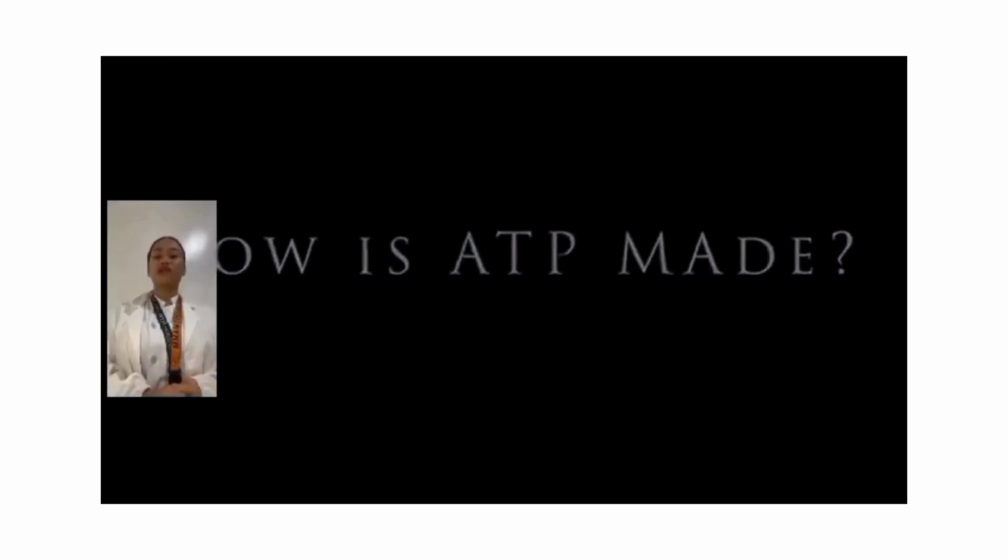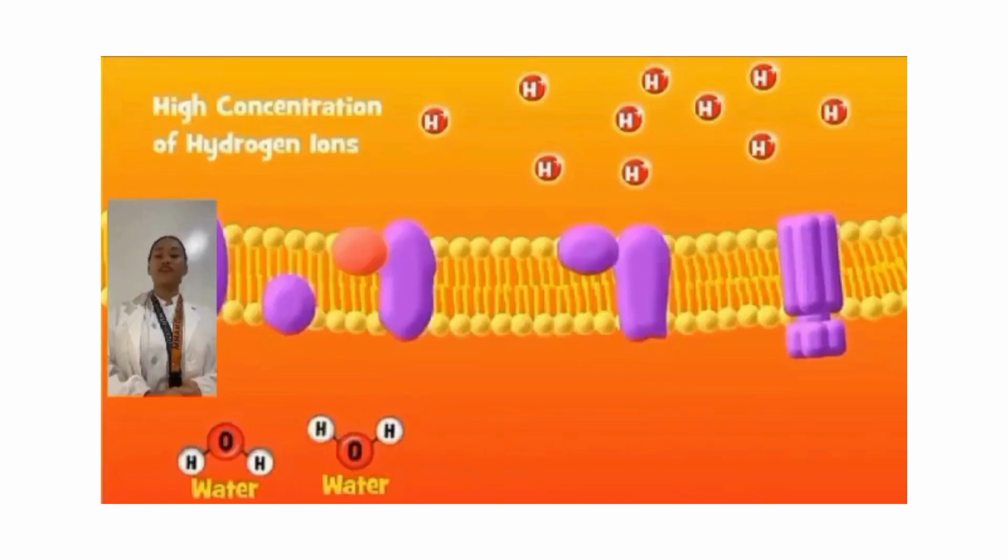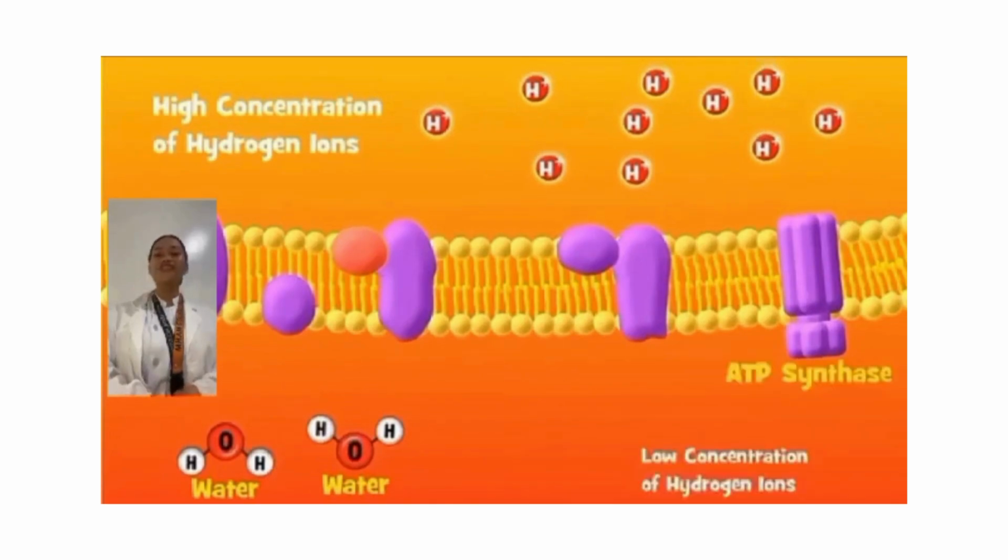A protein called ATP synthase makes a channel that allows hydrogen ions to flow through from high concentrations to low concentrations. Remember that molecules tend to move from high concentrations to low concentrations naturally in a process called diffusion.